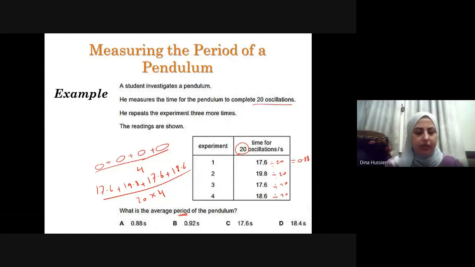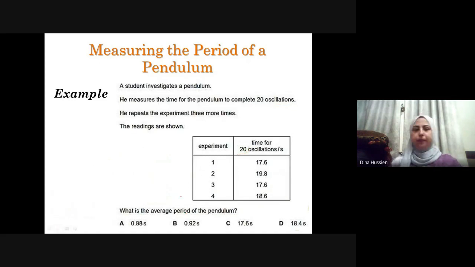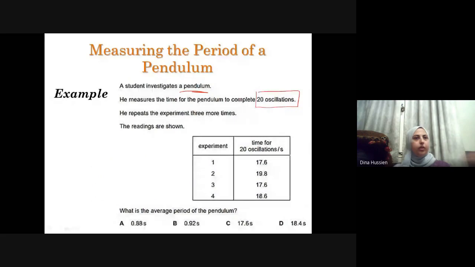Okay, so let me repeat it again. We're going to repeat it together. Let me erase this. Okay, let's understand it one step at a time together. Here it says: the student investigates a pendulum. He's doing the pendulum experiment. He measures the time for the pendulum to complete 20 oscillations. He took 20 oscillations, counted them, and measured their time.